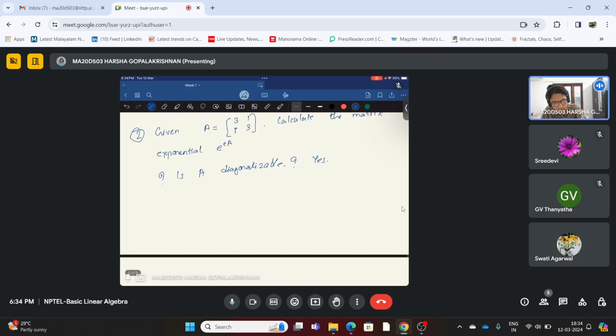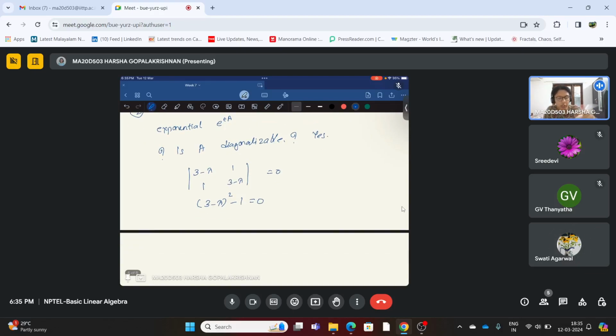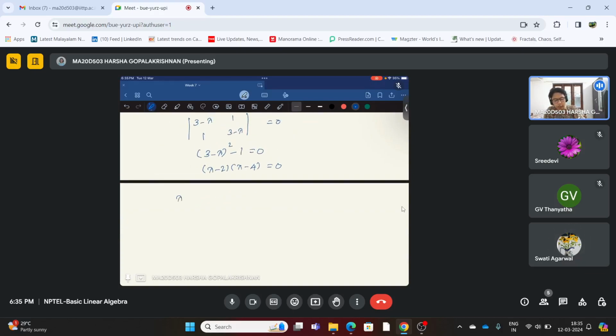Okay, let us see what the eigenvalues are. We need the P matrix and the P inverse matrix. So what we will get: 3 minus lambda, 1, 1, 3 minus lambda. Equating the determinant to 0, (3 minus lambda) square minus 1 equals 0. I'm not going through the calculation. The final equation will come as (lambda minus 2)(lambda minus 4) equal to 0. Of course, there are two eigenvalues, and corresponding to each eigenvalue we have one eigenvector.